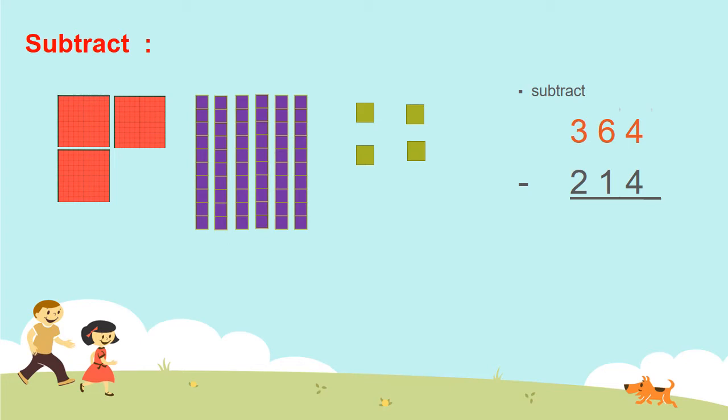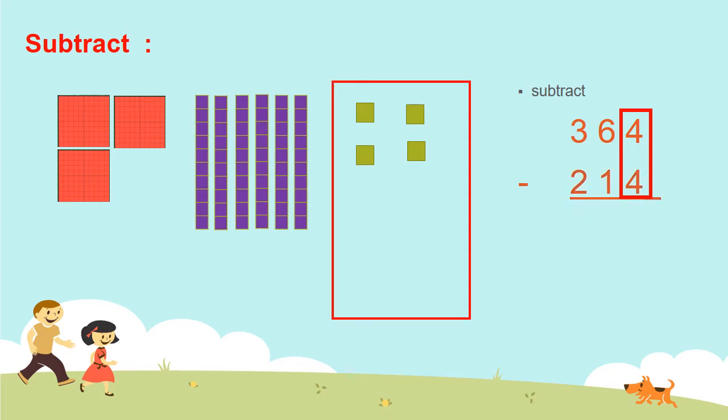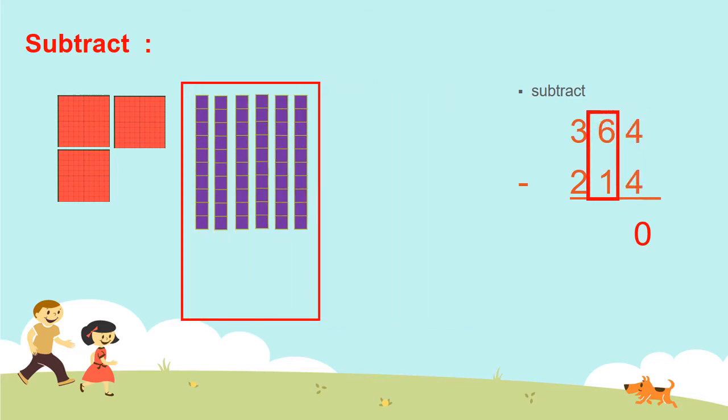Now we are going to start from the ones. So 4, take away 4. Do I have anything remaining? Let's see. These are 4 ones. I'm going to remove the 4. I don't have anything remaining. How do I write this? Yes, it says 0. Let's go to the tens. We have 6. We're going to remove 1. How many do we have left? 5.